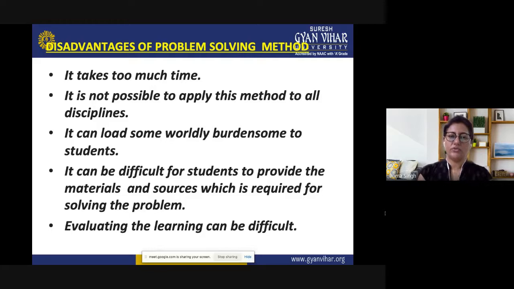It can be difficult for students to provide the materials and sources which are required for solving the problem. Sometimes there are not enough resources through which they find out various solutions. Evaluating the learning can be difficult. Apart from the criteria set by the teachers, sometimes it becomes difficult to evaluate what they have learned. On the basis of certain questions only, we cannot say the evaluation has been done appropriately.